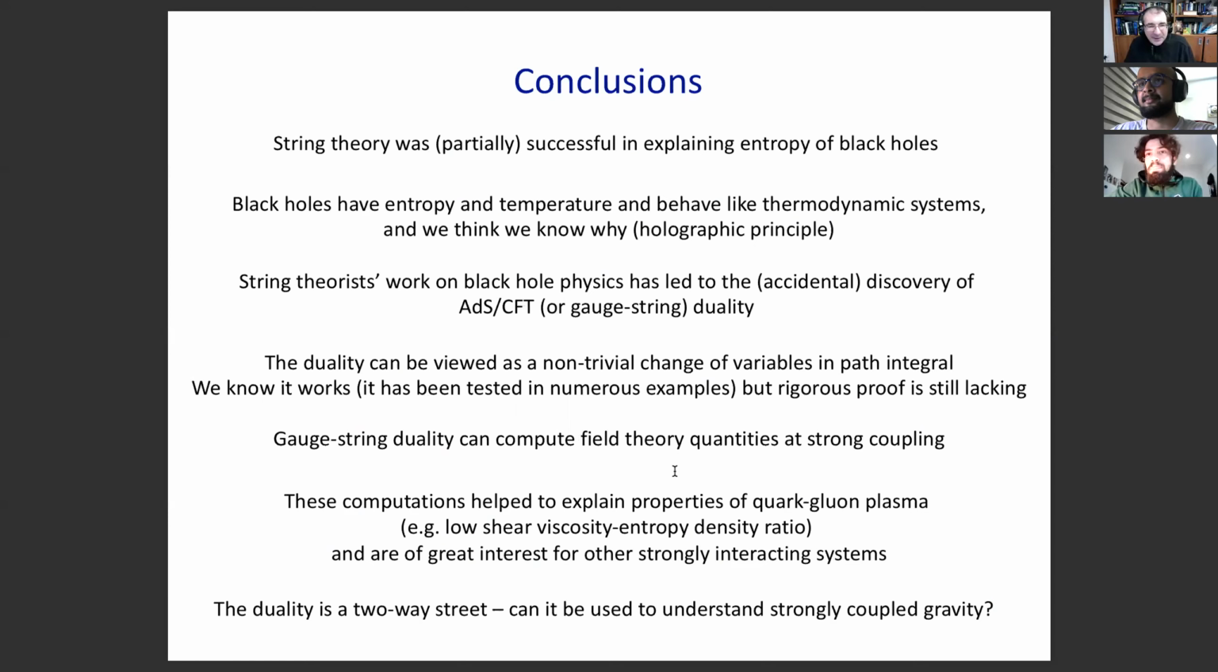Now, gauge-string duality can compute field theory quantities at strong coupling. So we saw viscosity and so on. And these computations help to explain properties of quark-gluon plasma, this low shear viscosity to entropy density ratio that heavy ion people were extremely happy to see, and are of great interest for other strongly interacting systems.